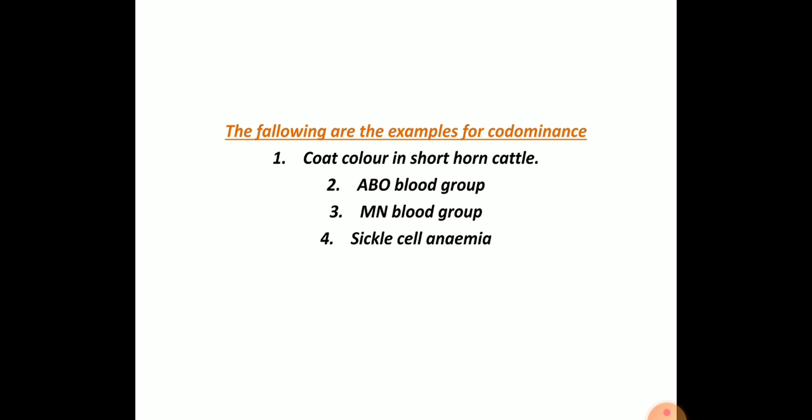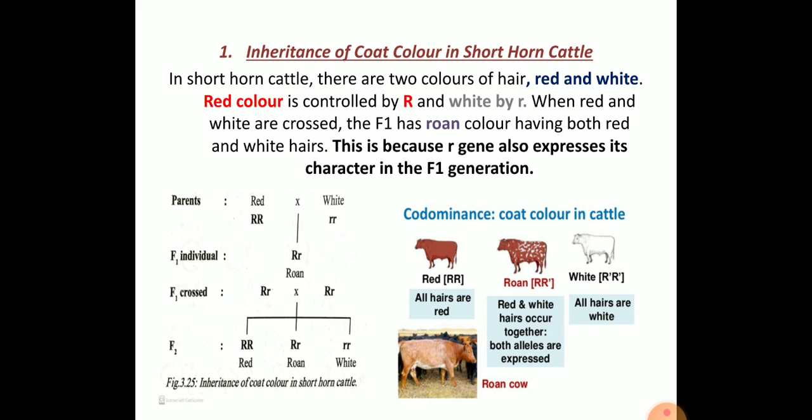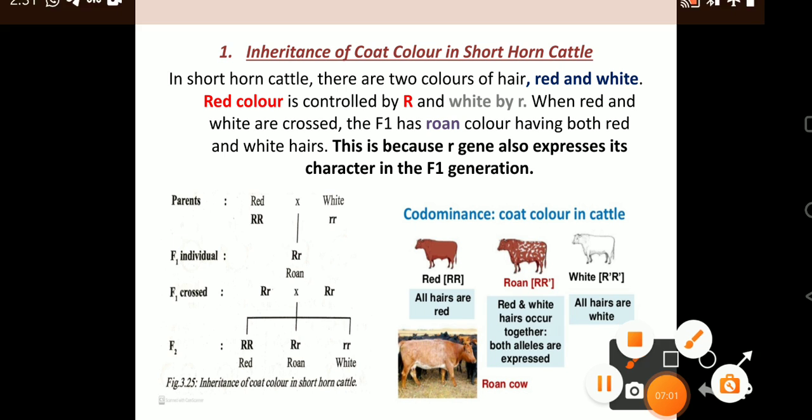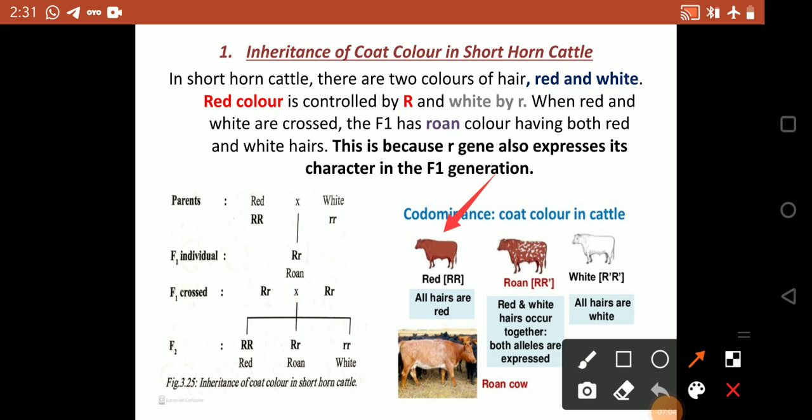These 4 examples I have noted, but usually they will ask for 2 examples from the examination point of view. First, coat color in the shorthorn cattle. Capital R and capital R are the red colored shorthorn, and small r and small r, or I can take it as R dash and R dash, is the white.